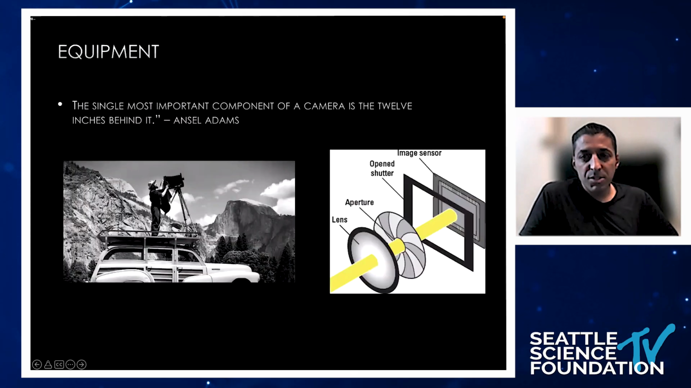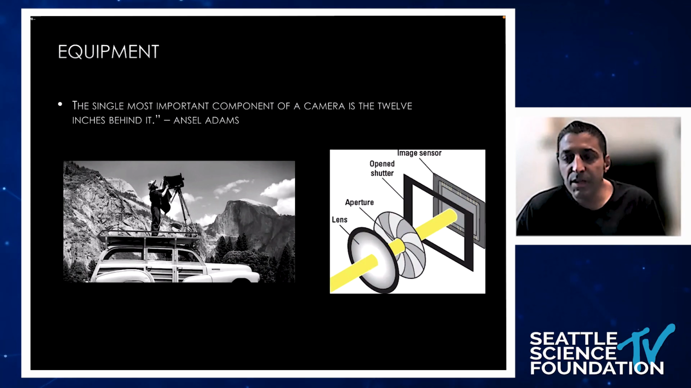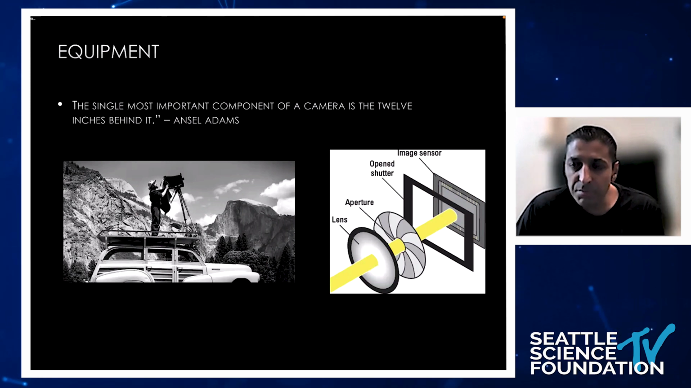I get a lot of questions from people regarding equipment. One of the most common questions people ask me is, what kind of camera do you shoot with? And I think that's a good question. I've used lots of different brands of cameras at various price points. But that question implies that the camera is doing most of the thinking. And I think that the equipment that one uses is important, but as Ansel Adams once said, the single most important component of a camera is the 12 inches behind it.